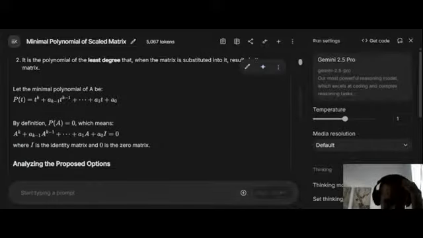By definition, the minimal polynomial of A equals 0 at A, which means that when we substitute the matrix into the polynomial, we get 0. This also happens with the characteristic polynomial.